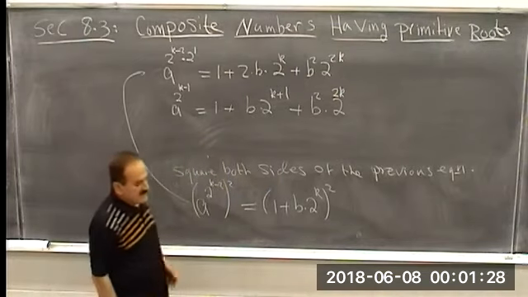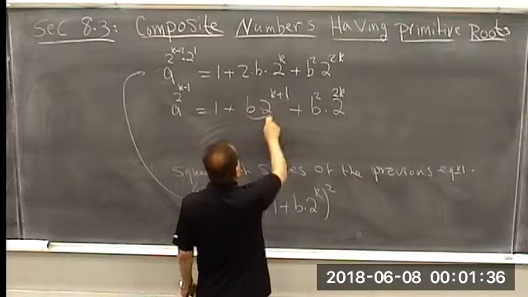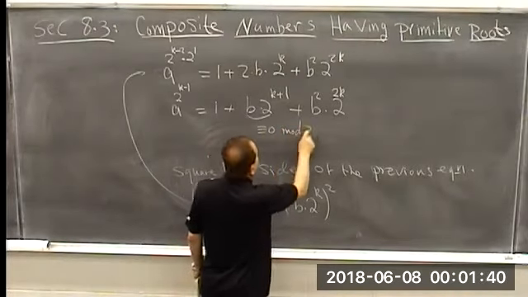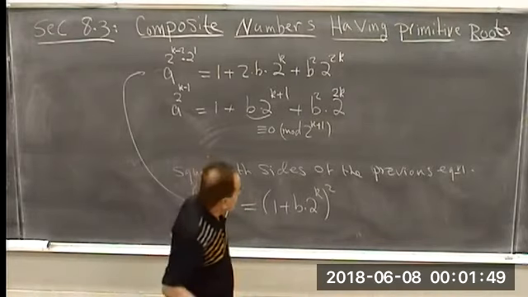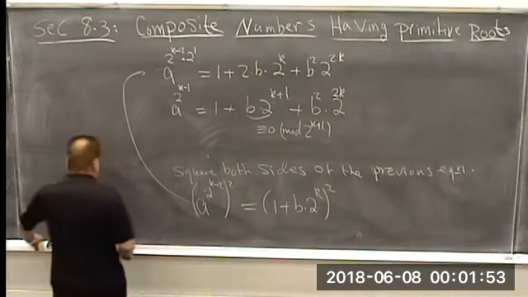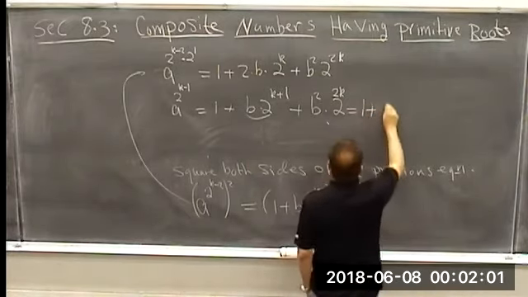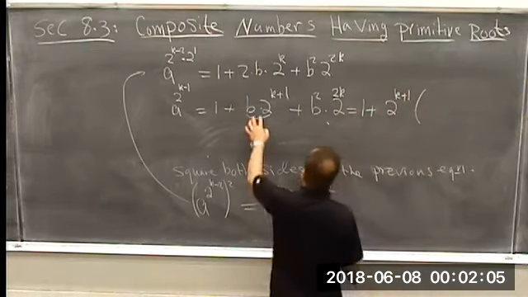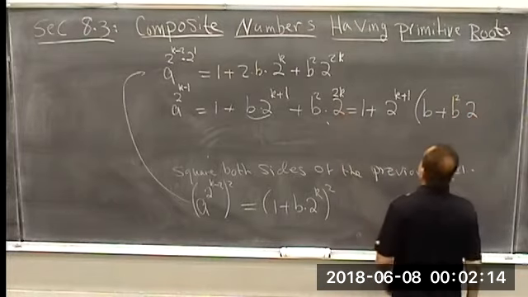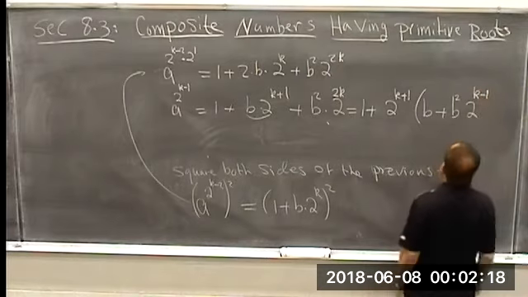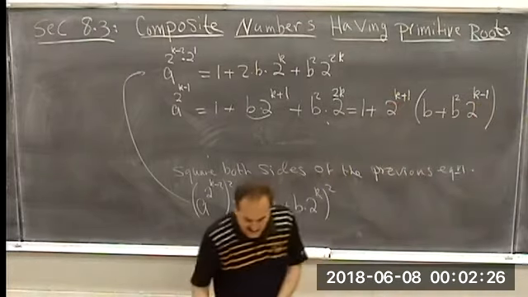Now, let's apply the congruence. So we have, this is going to be congruent to 0 mod 2 to the power k plus 1. And actually, let me do one more thing, to take care of both of these. So this is equal to 1 plus, we take 2 to the k plus 1 as a common factor, so this becomes b plus b squared, and this becomes 2 to the k minus 1, all right? So when I multiply them out, we come up with 2k actually minus 1, and that's what we have.